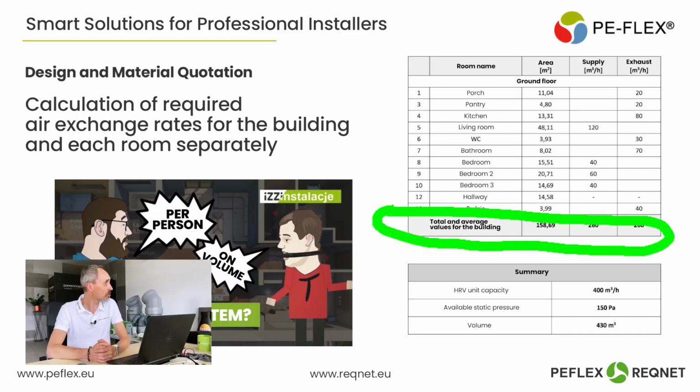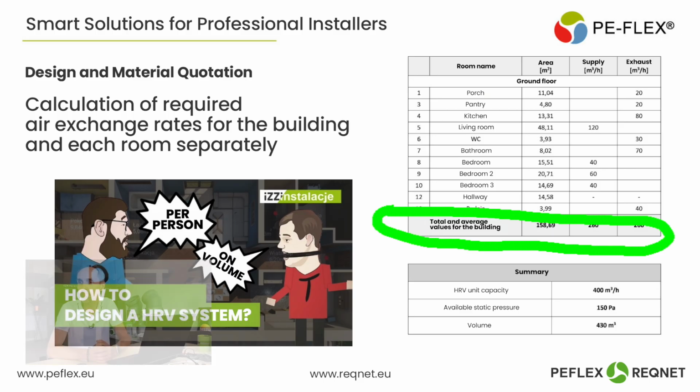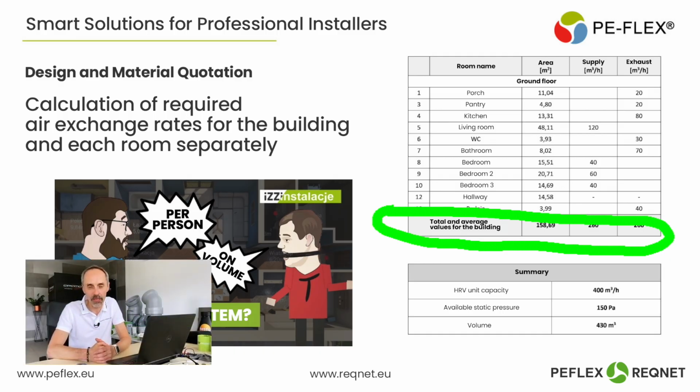But moving on to the calculation part. The first thing we really need to do is calculate how many cubic meters of air should flow through the building, and we also calculate or initially estimate the resistance that the given installation will create. Why am I talking about this resistance? Because the information about the resistance in the installation will be necessary for us to properly select the ventilation unit.